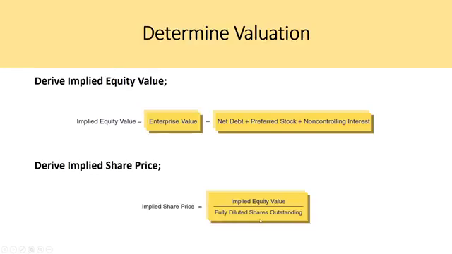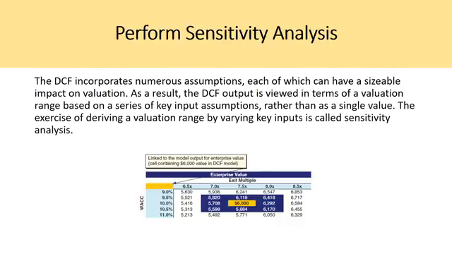Okay? And then finally, you can employ sensitivity analysis. And really, this displays different assumptions. So say, for example, in this case, we have the weighted average cost of capital and the exit multiple method. And in Excel, you can do this, but I will only spend one slide on this. The DCF incorporates numerous assumptions, each of which can have a sizable impact on valuation. As a result, the DCF output is viewed in terms of a valuation range based on a series of key input assumptions, rather than as a single value. The exercise of deriving a valuation range by varying key inputs is called a sensitivity analysis.